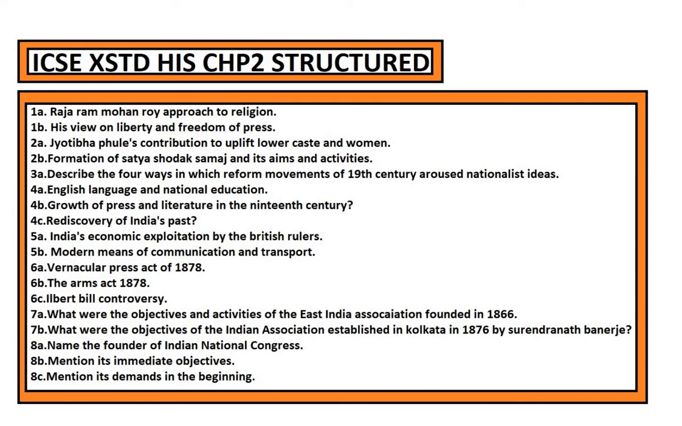5A, Indian economic exploitation by the British. So the peasant suffering, the first point. Under the zamindari system, the peasants were left absolutely at the mercy of the landlord, who could give them land or drive them off their land at any time. The Ryotwari system was also as harsh as the zamindari system.